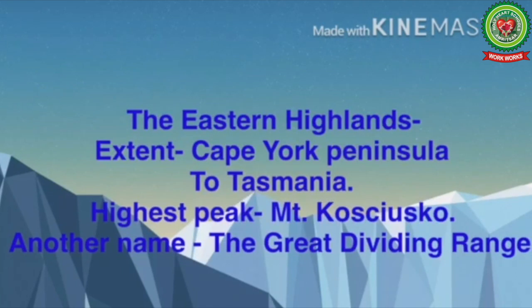The next physical feature we will discuss is the Eastern Highlands. The Eastern Highlands extend from Cape York Peninsula in the northeast coast of Australia to the southern coast of Tasmania. Mount Kosciuszko is the highest peak of Australia that lies in the southern part of Eastern Highlands. These highlands are often known as the Great Dividing Range.